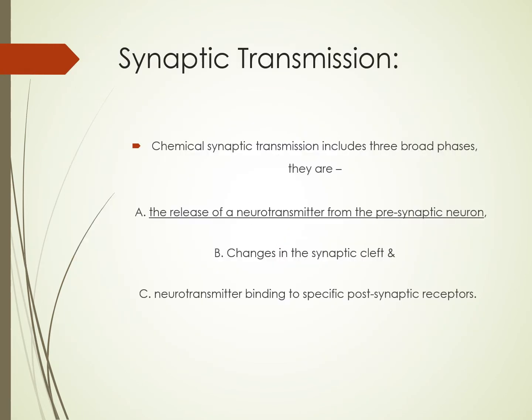So chemical synaptic transmission includes three broad phases. The release of neurotransmitter from the presynaptic neuron, which is today's focus point, and the other two are changes in the synaptic cleft and the neurotransmitter binding to specific postsynaptic receptors. These last two points we will cover in our next presentation.